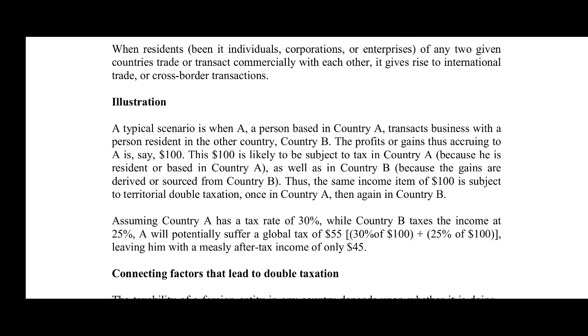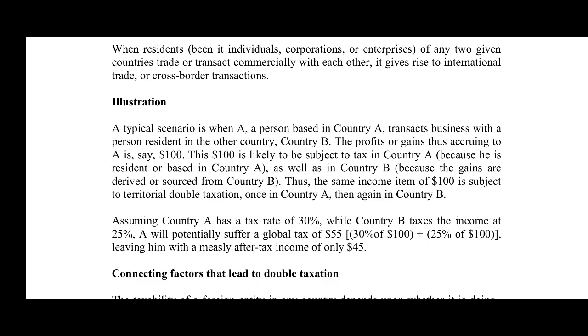A typical scenario is when a person based in country A transacts business with a person resident in another country, say country B. The profit or gains that accrue to them, let's say it's 100, is likely to be subject to country A tax because he is a resident based in country A, as well as in country B because it was derived or sourced from country B. Thus, the same income item of 100 is subject to territorial double taxation once in country A, then again in country B. Assuming country A has a tax rate of 30%, while country B taxes the income at 25%, the person will potentially suffer a global tax of 55, meaning 30% of the 100 and 25% of the 100, which will leave him with an after-tax income of only $45.